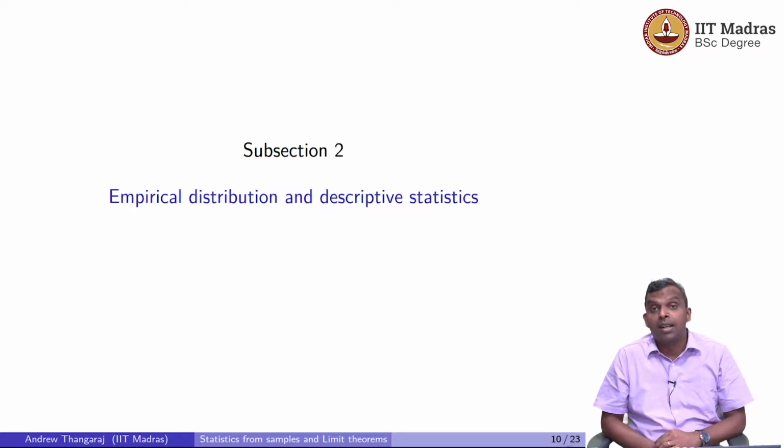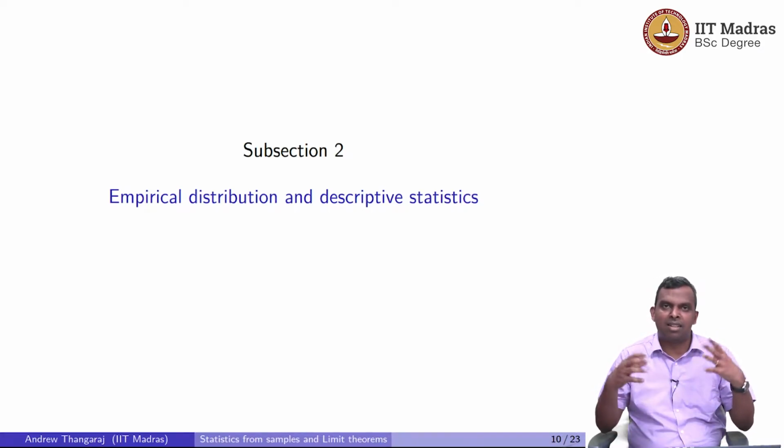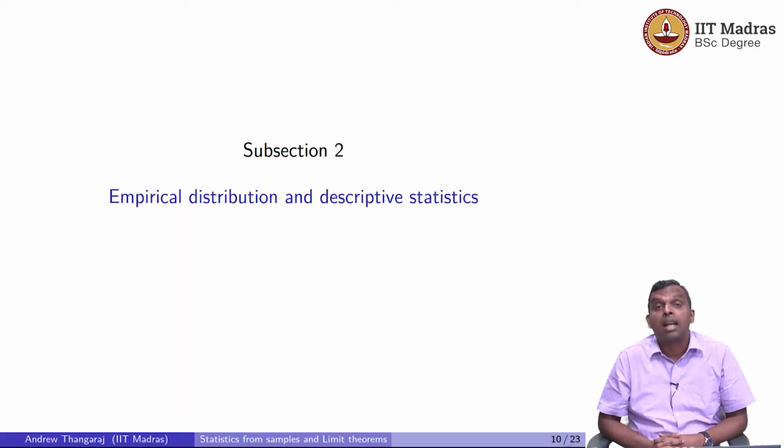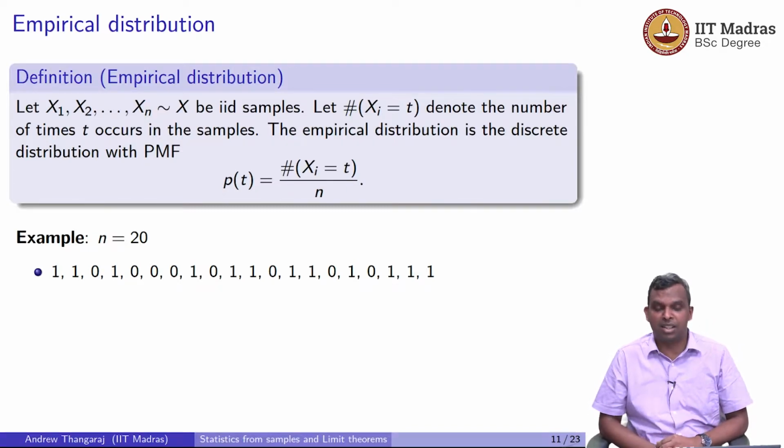In particular we'll define the empirical distribution, which is a distribution that one can easily compute from the samples. And we will also look at descriptive statistics. Descriptive statistics are where, from the samples, you calculate mean and variance and various things, and what is their connection to the distribution. These are the kinds of questions we will ask and answer in this lecture. So let's get started with the empirical distribution.